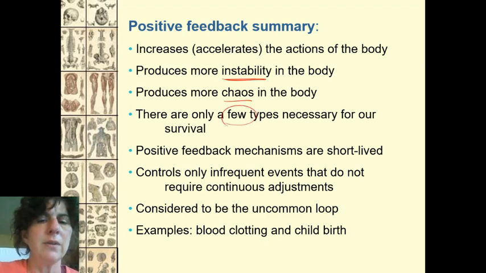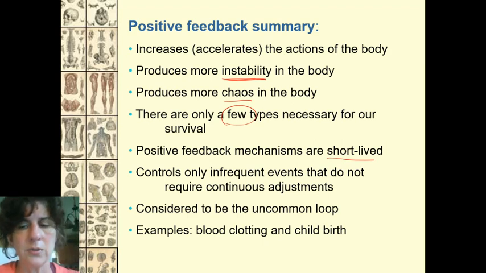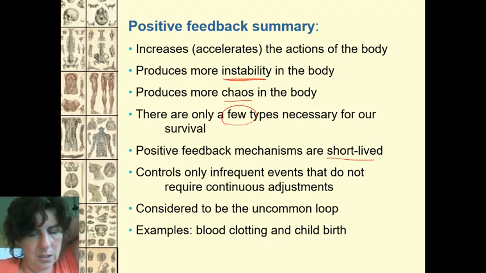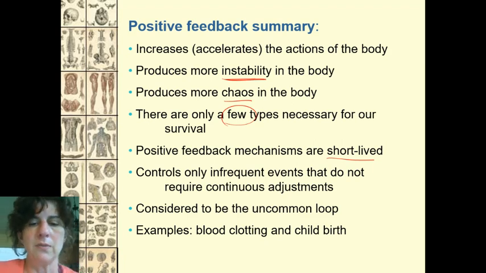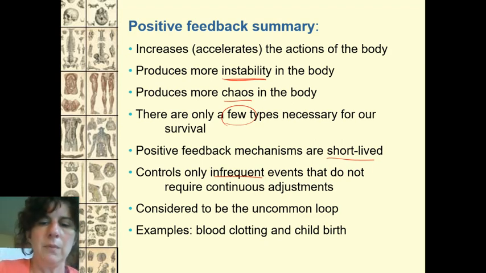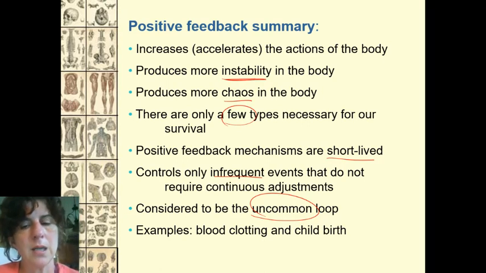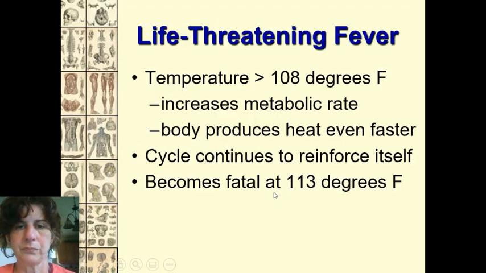And like I said, it's not very common. There's only a few types that are necessary for childbirth. They're short-lived compared to negative feedback systems, and they're necessary for those actions themselves. Okay. So only infrequent events, not something you would want to do daily. I wouldn't want to do childbirth daily. So this is not the common. Negative feedback is the common loop. Positive feedback is the uncommon loop, because it's not very often that you're going to see this occur, or not very many instances that you'll see that occur.